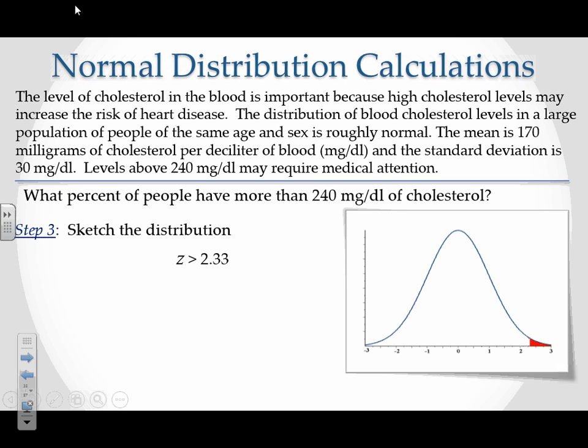Okay, so once we sketch, now we can use our table. So on your tables, look up 2.33. So make sure you're on the positive side. Always make sure that's the first thing you do, is check the positive or negative side, depending on your z-score. So find 2.33. Tell me the percentage you find.